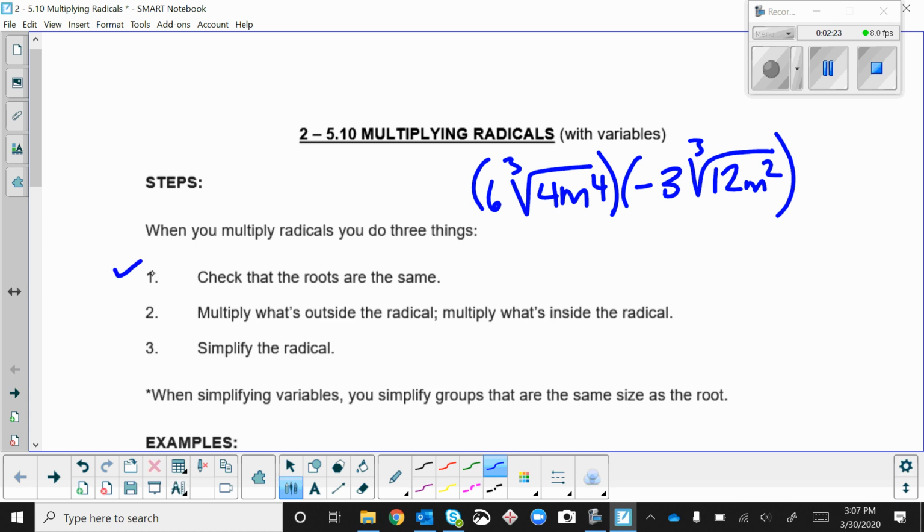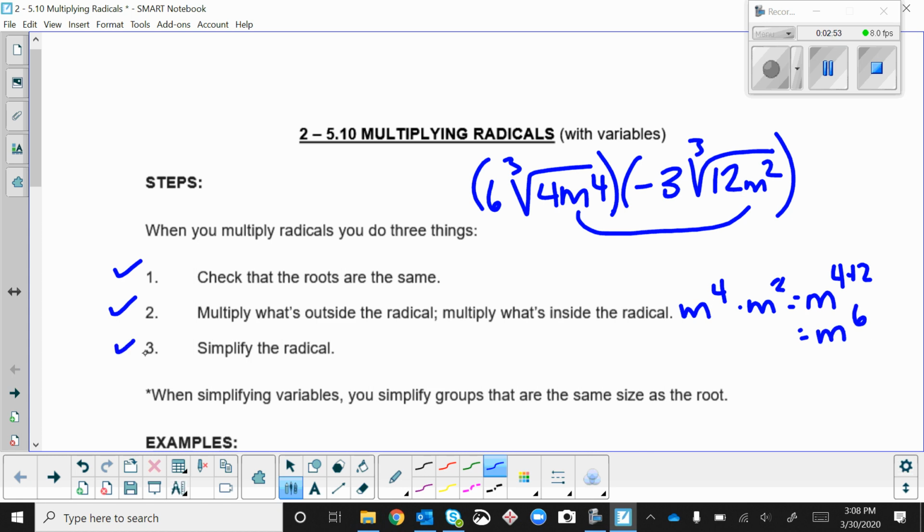First, you check that the roots are the same. Second, you multiply what's outside the radical and you multiply what's inside the radical. Let's take a moment right here to talk about multiplying variables. Remember, if you are multiplying m to the 4th times m squared, the rule is that you add the exponents, m to the 4 plus 2, or m to the 6th. And then you simplify the radical.